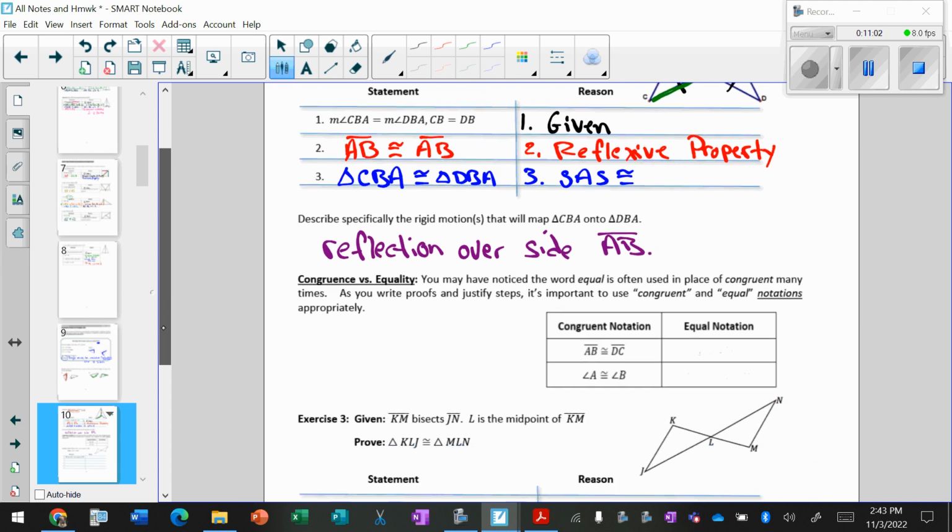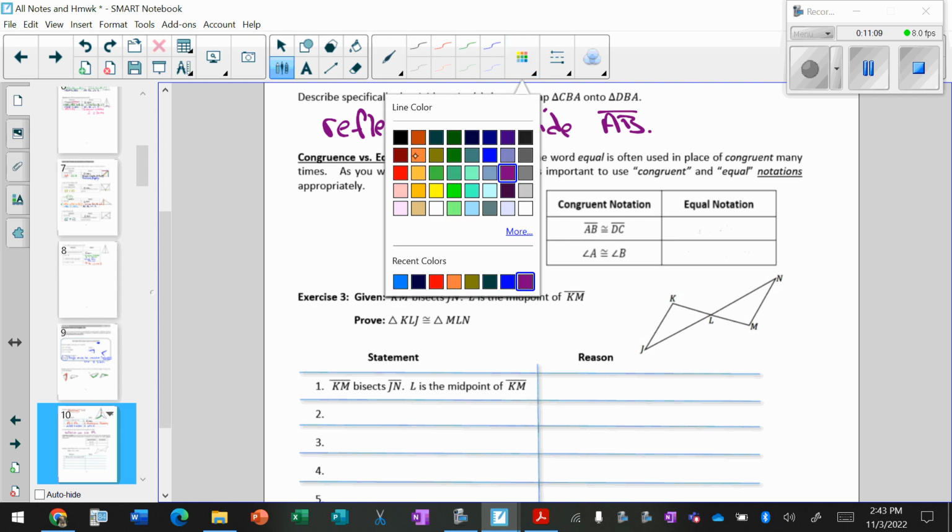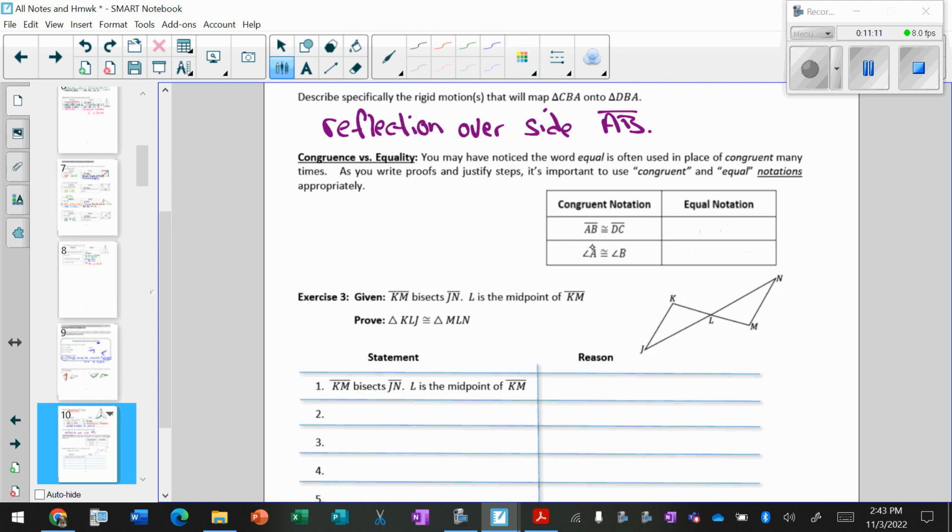Okay, so back to equal versus congruence. The equal sign implies the use of numbers, and congruence does not. If you wanted to use an equal sign, you can, but you need to make sure you use it accurately. If you're using an equality notation, an equal sign, you do not put the bar over the symbols.